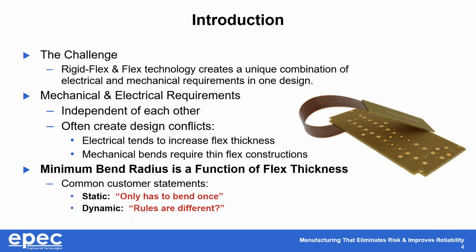To kind of summarize those conflicts, electrical requirements tend to increase the thickness of the flex, while the mechanical bend requirements mandate a thin flex construction so that the part will bend to meet the packaging requirements and do so reliably. And the key element here, as far as the minimum bend, is it will always be a function of the thickness of the final flex circuit.